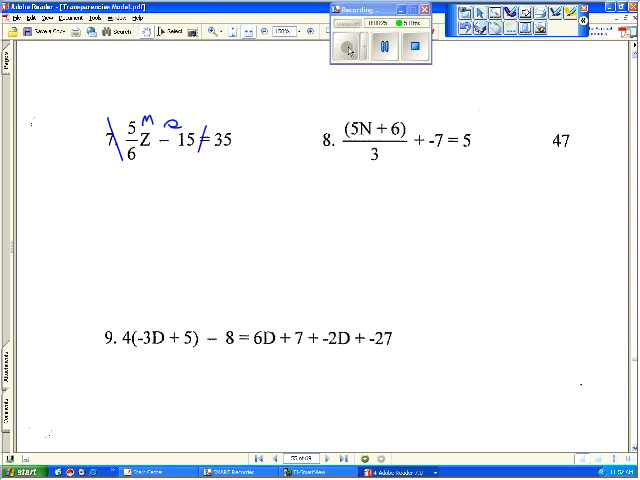Which of those two do you undo first? And what undoes subtraction? Addition. Of equality. So we add 15 to both sides. We get 5/6 z is equal to 50.